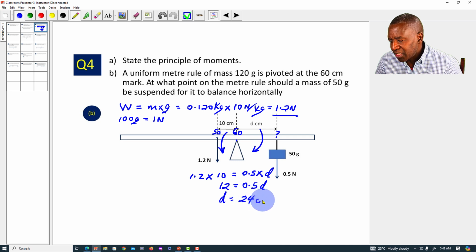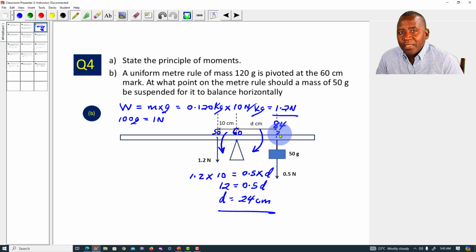24 centimeters. So if this is the 60 centimeter mark, we add 24, we are going to find that this one will be the 84 centimeter mark. Remember, that is what they have asked us. At what point on the meter rule should we suspend that mass? So we are talking about, is it at the 70 centimeter mark, 75 centimeter mark, 80 centimeter mark, 90 centimeter mark? That 84 centimeter mark is a point.